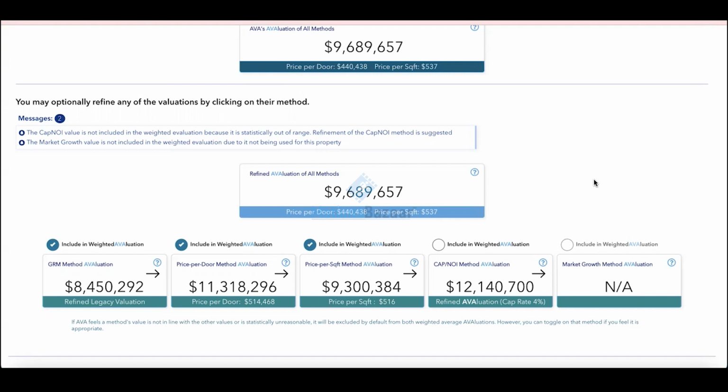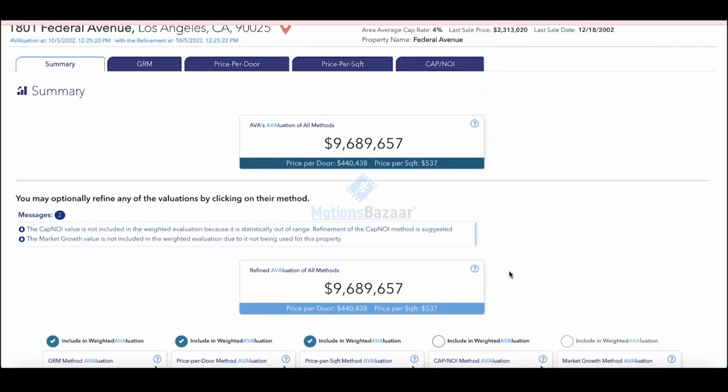Now, what you'll notice is there are differences here between the GRM value, price per door, and price per square foot. What's not included here, not checked here, is the NOI cap rate, because it's outside the range of value. Now, just like when you type in a Zillow address for residential, you get a response, right? Your property's worth X. What you don't get is the ability to refine that methodology.